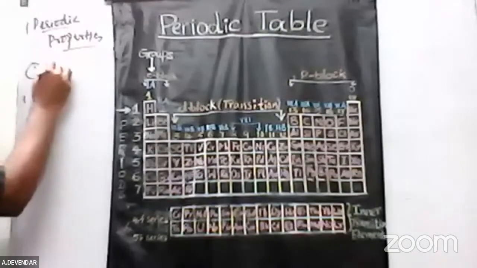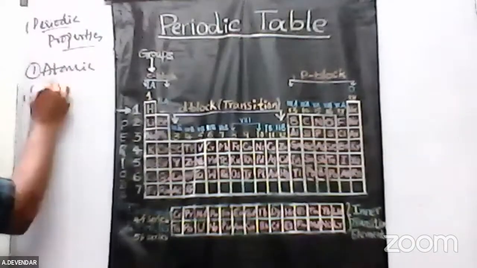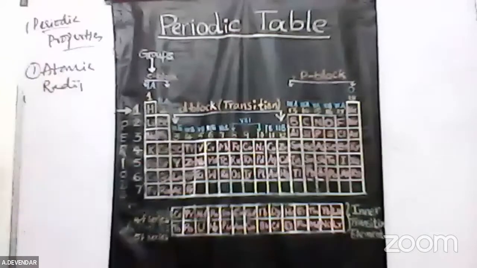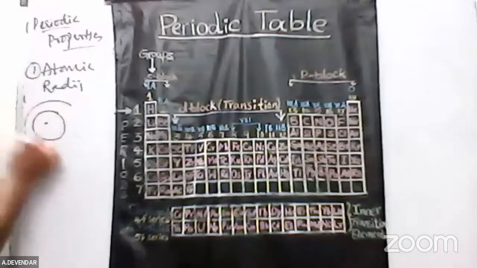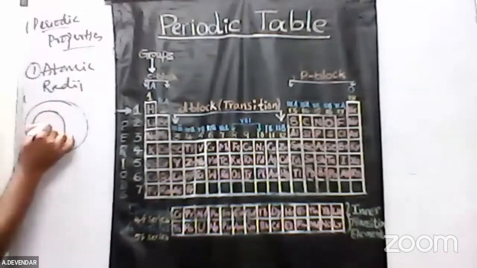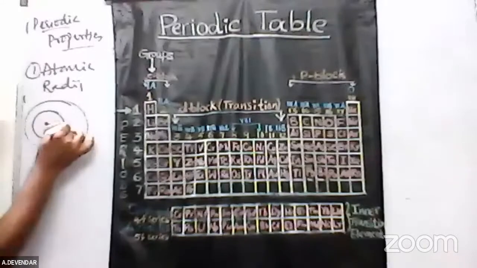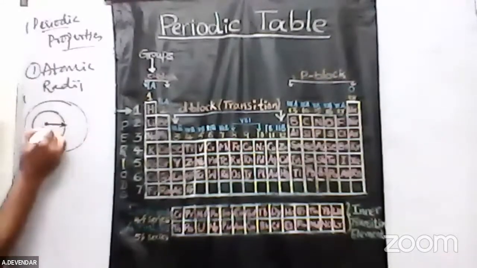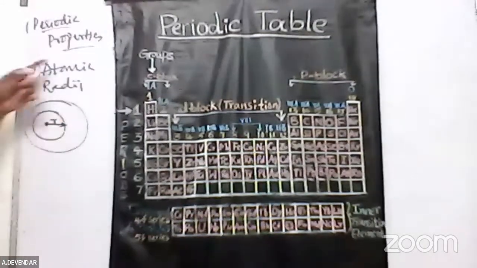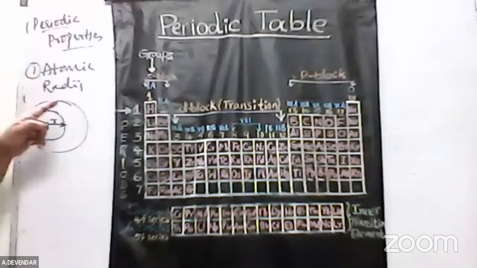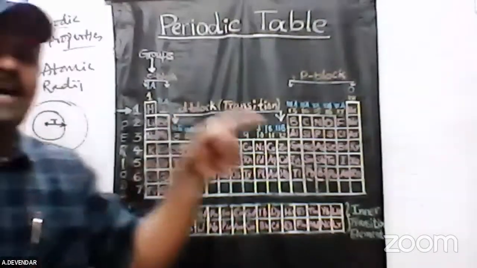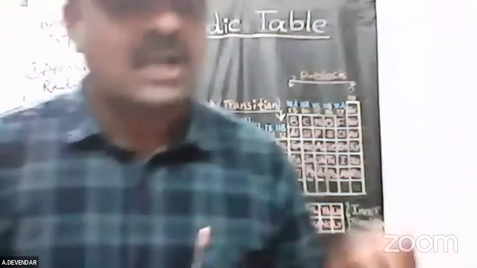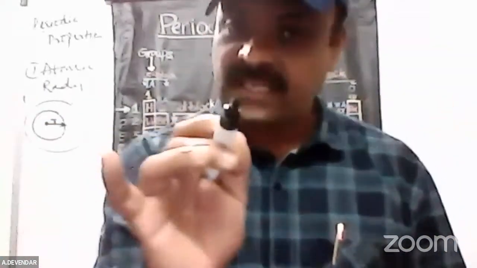First is atomic radii. What is the meaning of atomic radii? Simply, this is a nucleus, and these are orbits. From the nucleus to the outer orbit where the last electron is present, this is called the radius. Atomic radius is nothing but the distance between the nucleus and the last electron. The distance between the nucleus and the last electron is called atomic radii. Okay, friends, that is the definition.